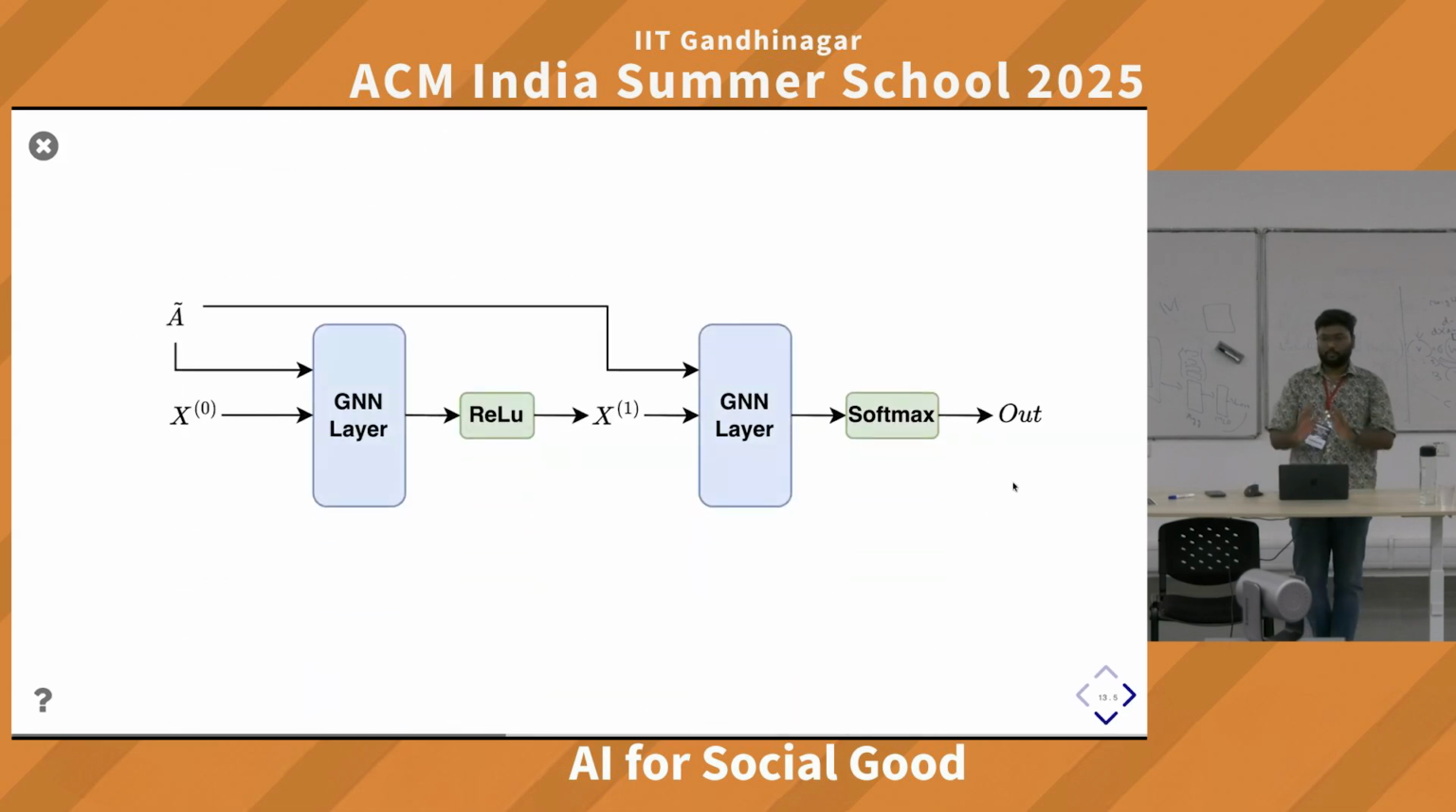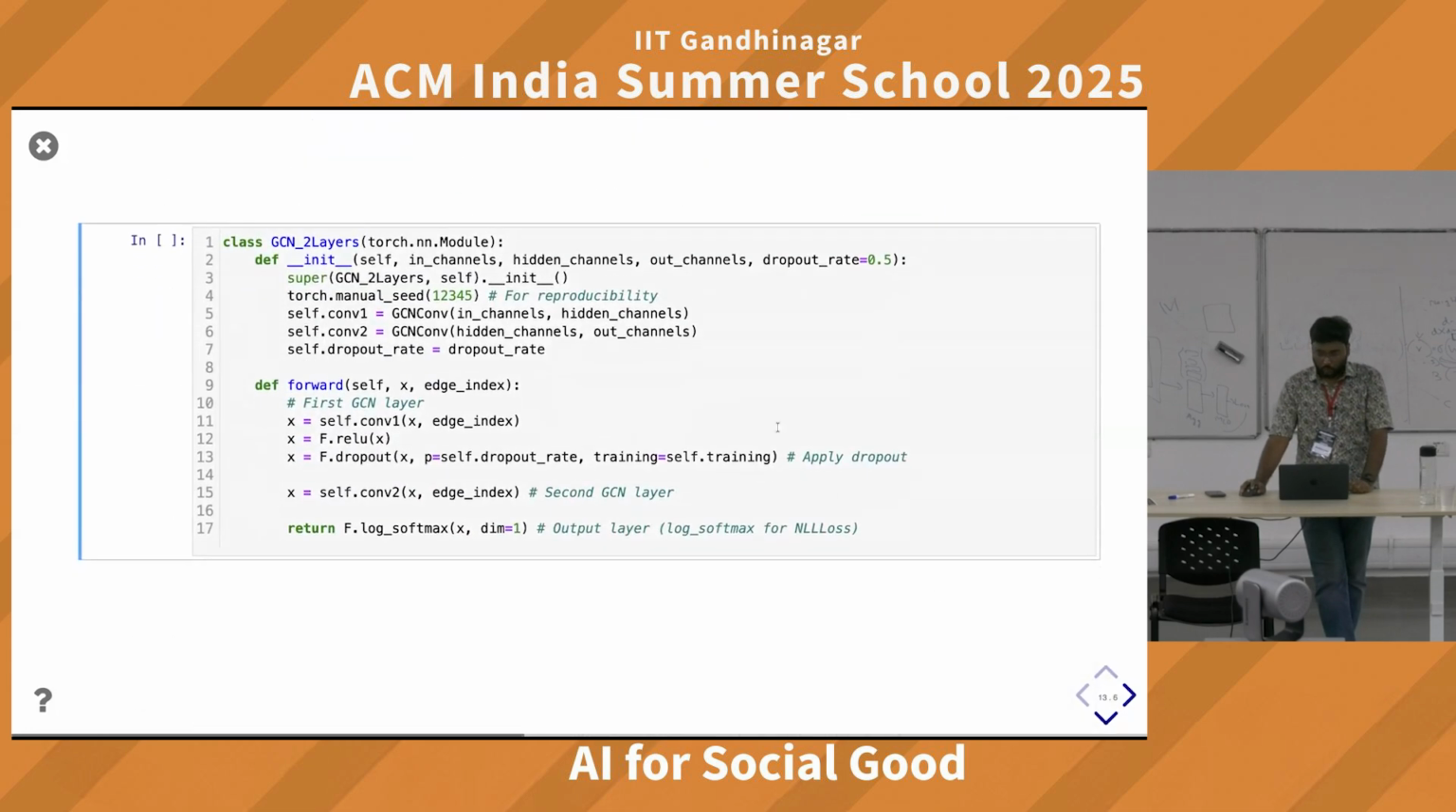So this is just a pictorial view. Given A and X0, you pass it through a GNN layer. You then pass it through a ReLU, and you get X1. Then you again send it through a GNN layer, sending the same adjacency matrix, obviously, because it looks for the neighborhoods, right? And the updated features you send to the GNN.